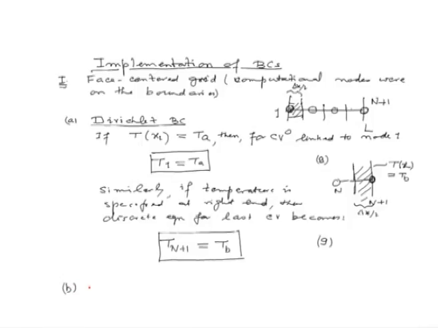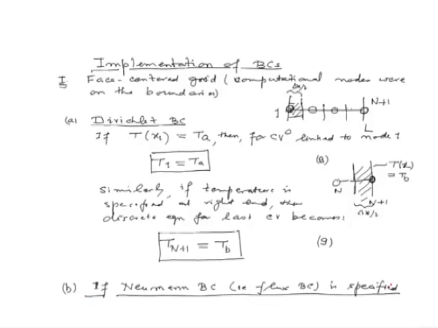Now, instead of temperature specified, suppose flux was specified. So, if Neumann BC, that is this flux BC is specified, then how do we incorporate it? In that case the treatment would be slightly different.